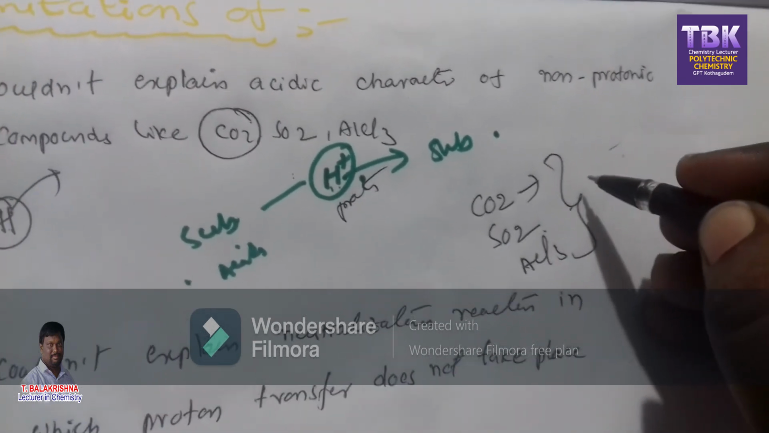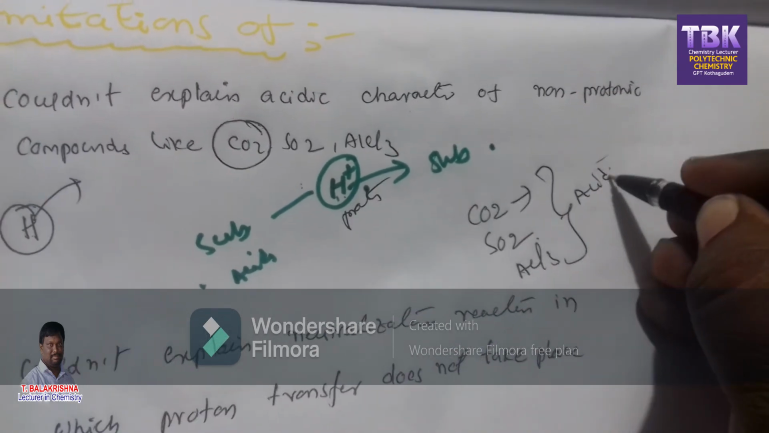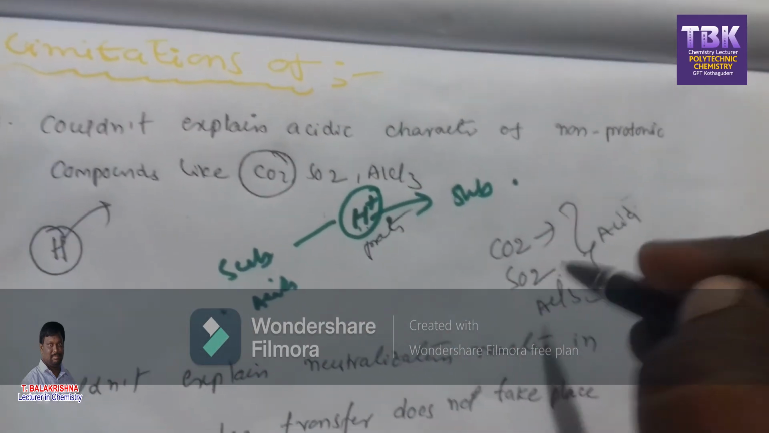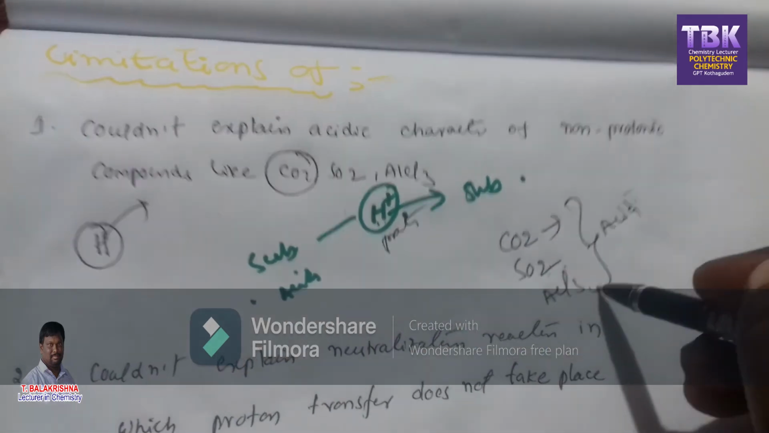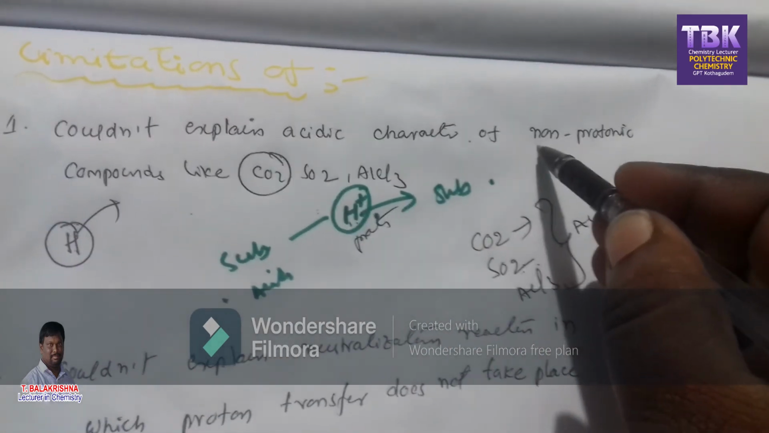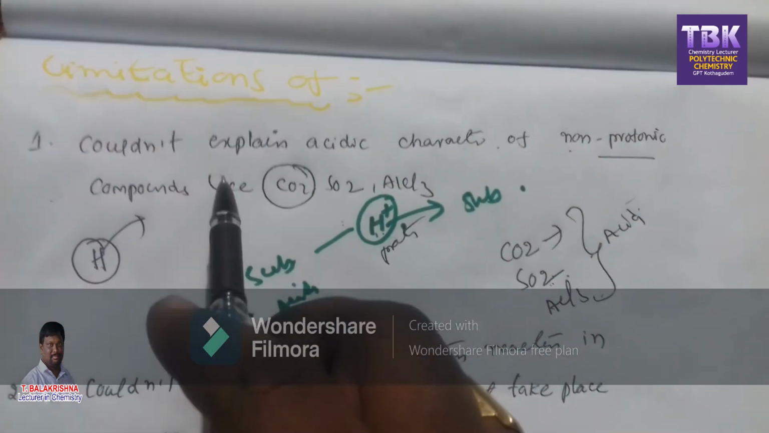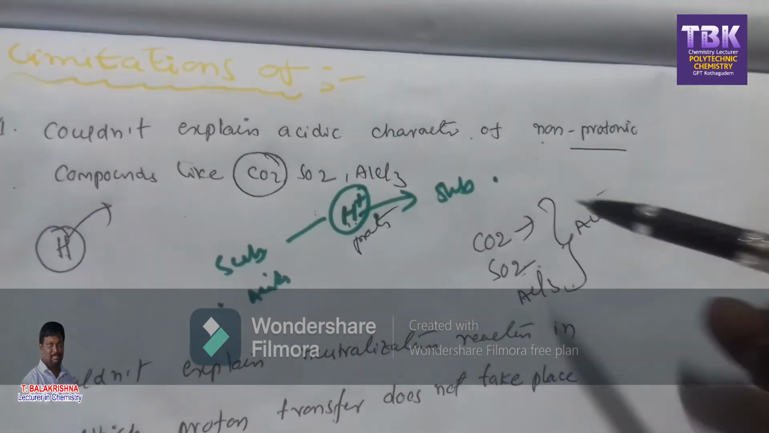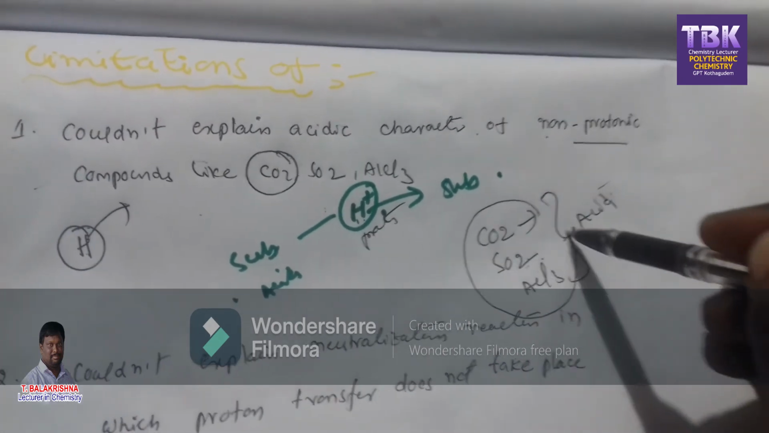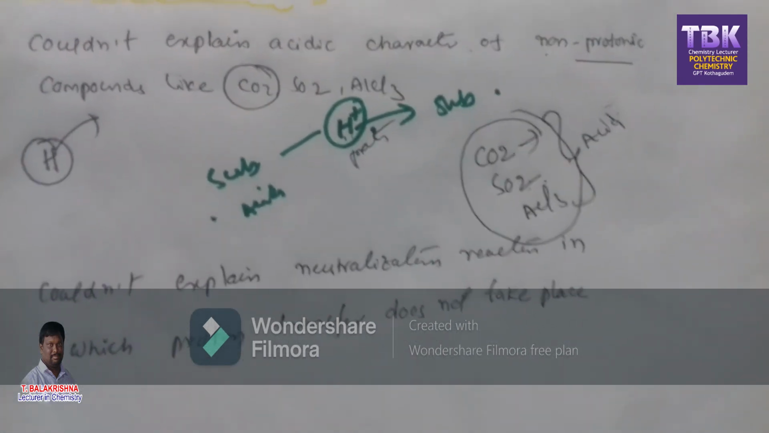But experimentally they are acids. But this theory fails to explain the acidic character of such types of compounds which do not have a proton. So this theory could not explain the acidic character of non-protonic compounds like CO2, SO2, AlCl3.